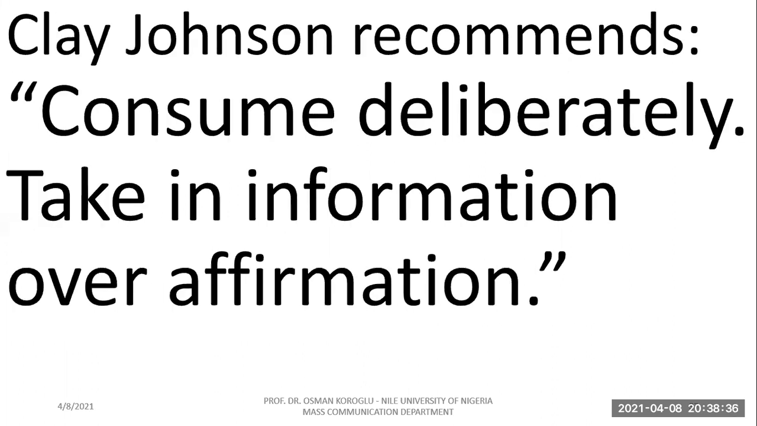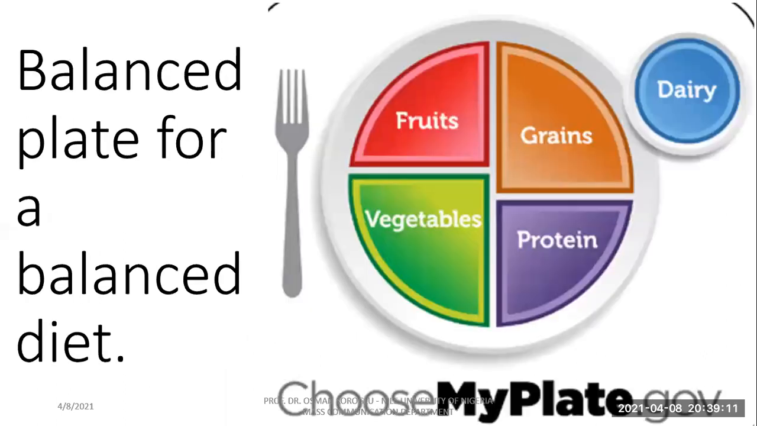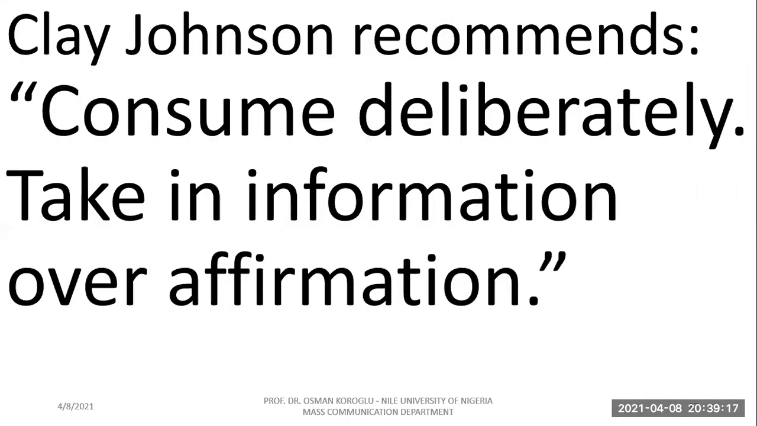Then the author of the Information Diet book, Clay Johnson, recommends: consume deliberately. He is, of course, referring to information and media. We need to consume deliberately. We need to take in information over affirmation. This last part is very important for us. We can refer to some cognitive bias related issues, but I'm not going to get into the details of those; you can check the term cognitive biases and understand what he's talking about. Take in information over affirmation.